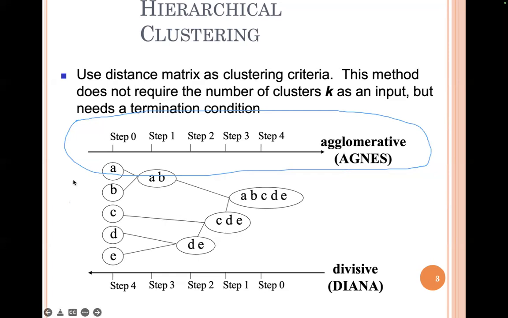Then in step 1, we are merging A with B, that is AB becomes one. And in step 2, we are merging D. And in step 3, we are merging C with D, CD. And in step 4, we are merging CD with AB, ABCD. So that is what agglomerative is.